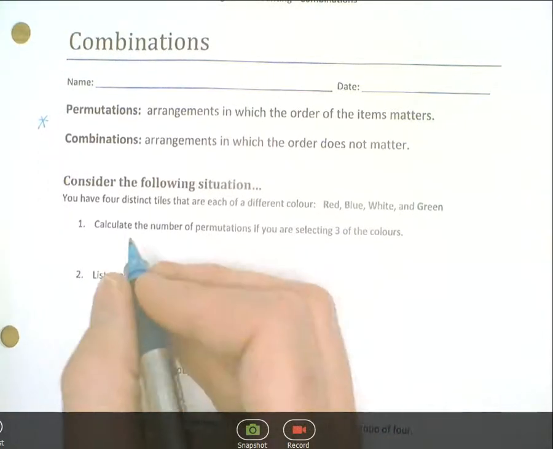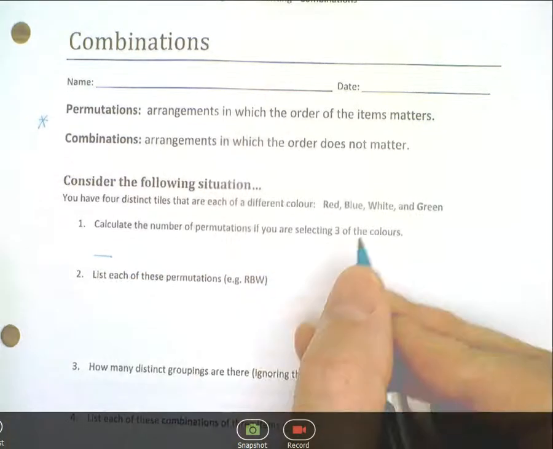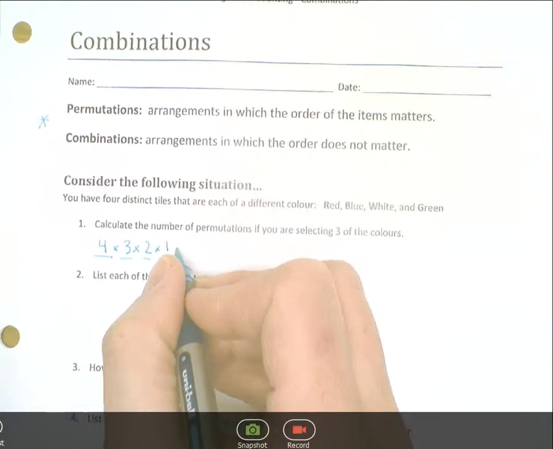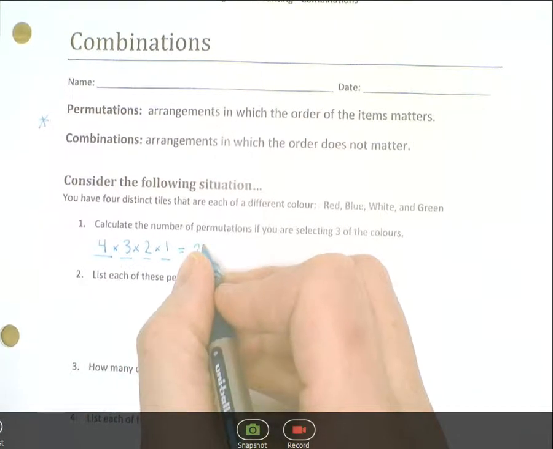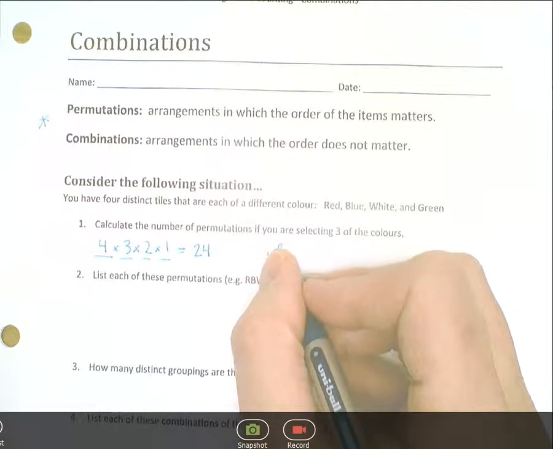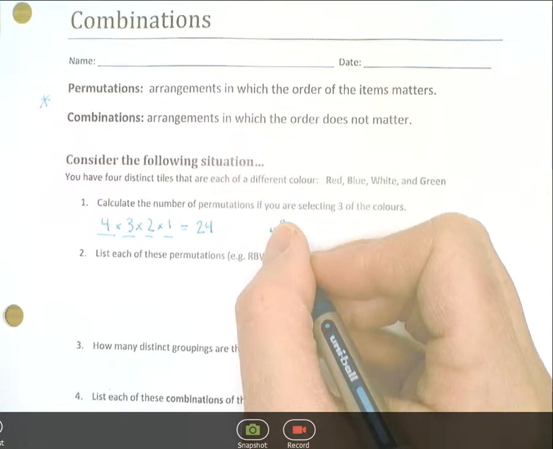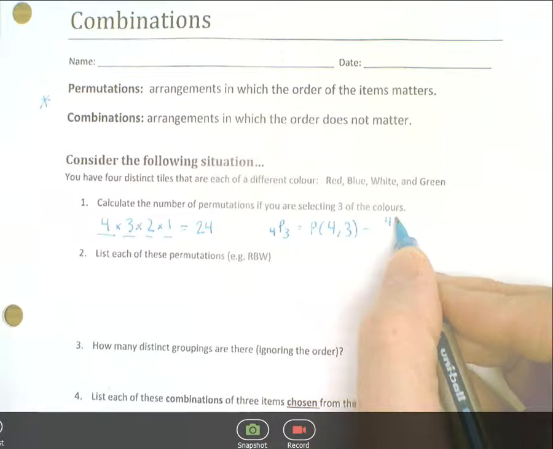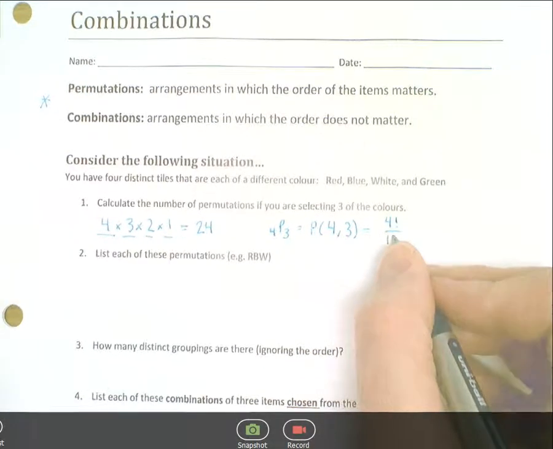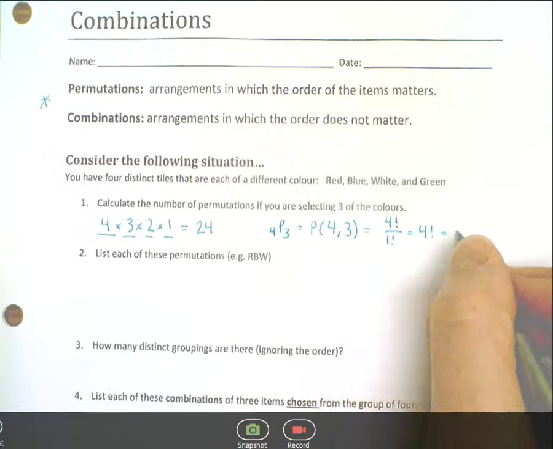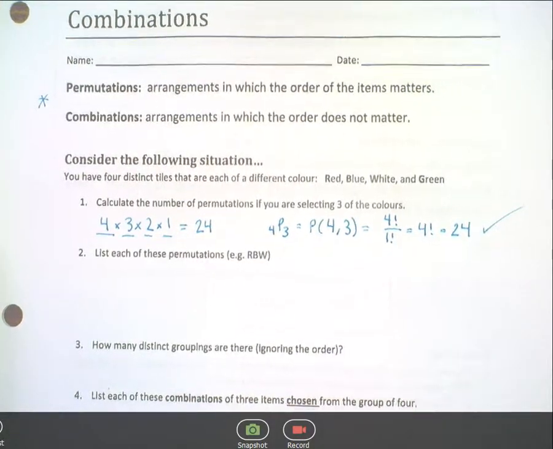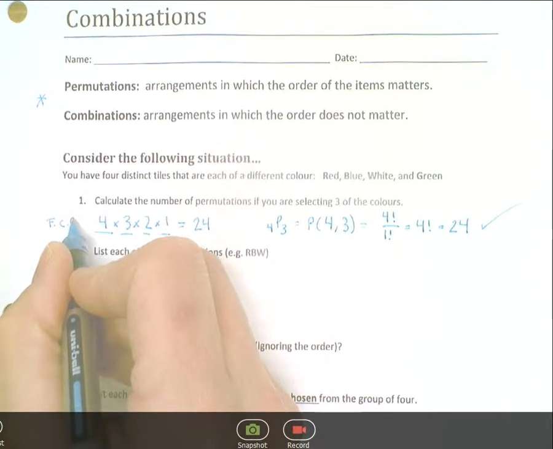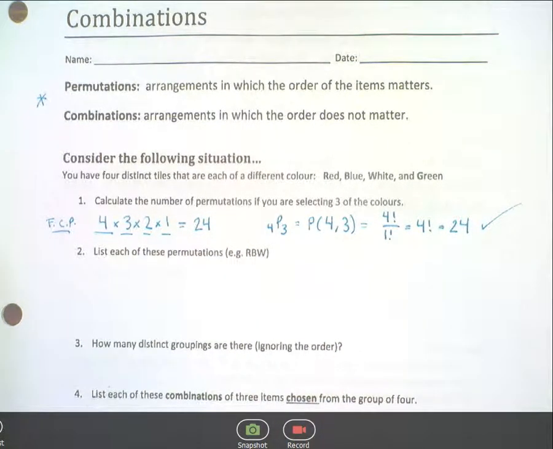Well, you would first of all say, how many options do we have for the first spot? There's 4 times 3 times 2 times 1, which is 24. Or you could say, it's just 4P3. I have 4 objects and I want to take them 3 at a time. Another way of writing that is 4 factorial over (4 minus 3) factorial, which is 1 factorial. Okay, so it's the same thing. It's the fundamental counting principle, or you can use the permutation notation method.